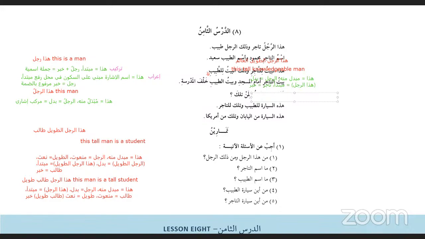هذا الرجل تاجر. This man is a merchant. Okay, good. Understand the tarkib of that? Yes. Next one we have is وذلك الرجل لا أولي.